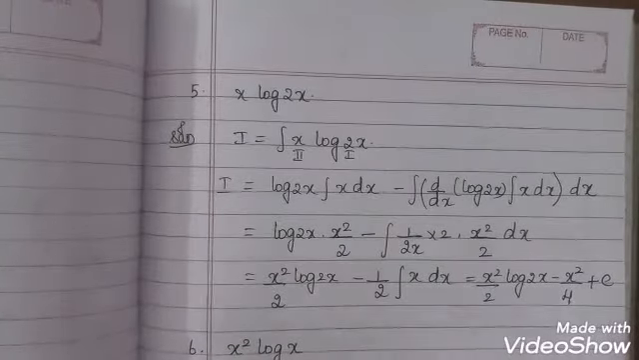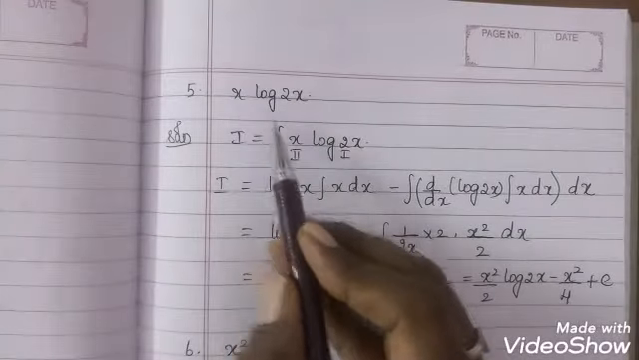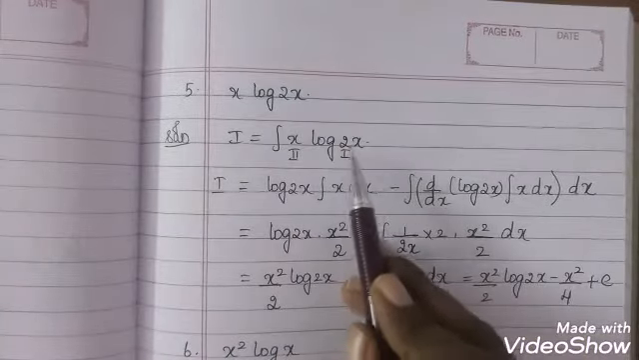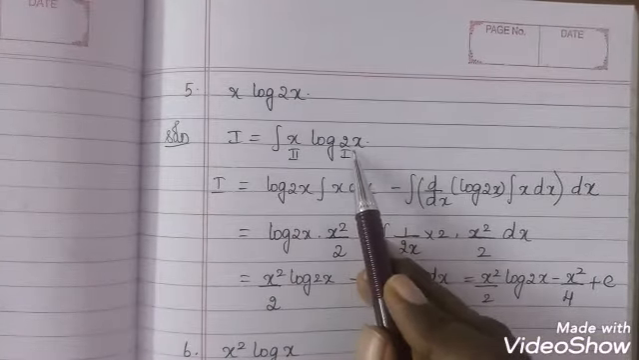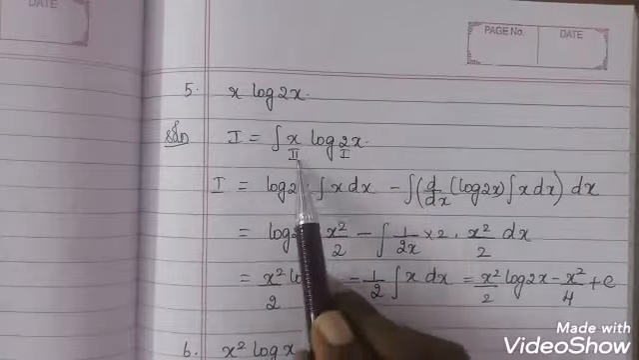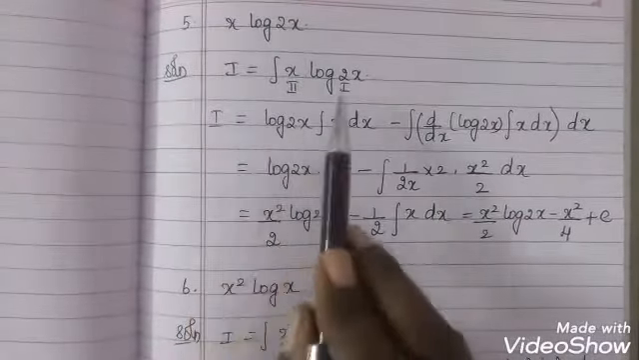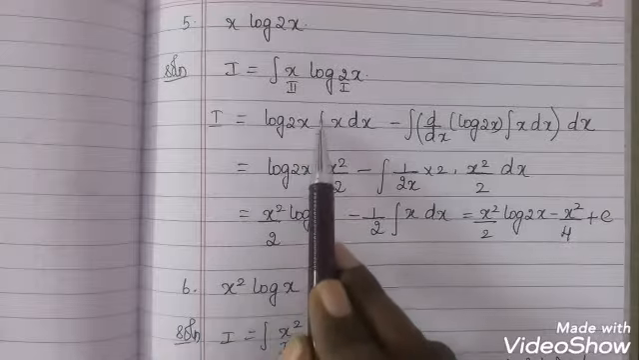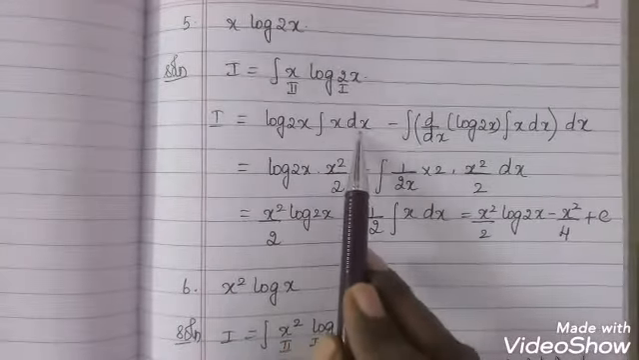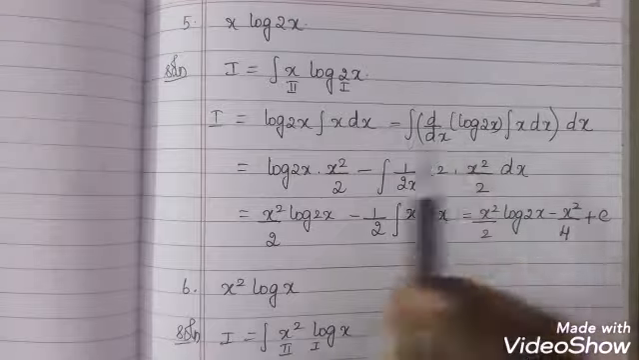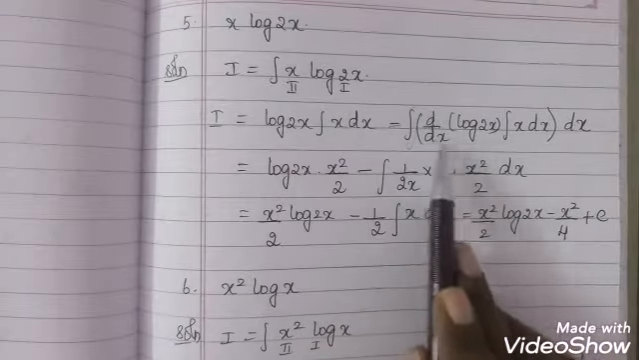Okay, so here the fifth one, you have it as I equal to integral of x into log 2x. So it's like the previous one, the only thing is you have log 2x here. So I have taken this as the first one and this as the second one here. So you will get I is equal to the first one, log 2x into integral of x dx, minus integral of d by dx of the first one.